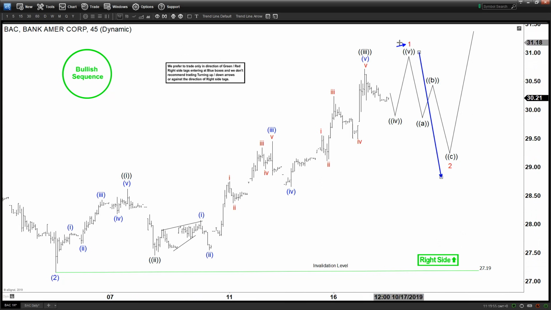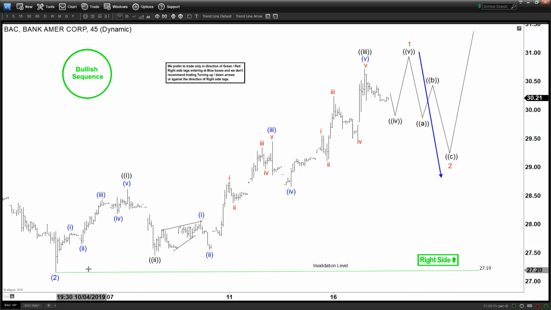The blue box is not yet appearing right now, and we don't recommend trading turning up or down arrow. Turning up and down usually is a black color, in this case is green, right? Or against the direction of the right side tag. So against the direction is something like this, because the direction is up, so we do not like trading against the direction of the right side tag.